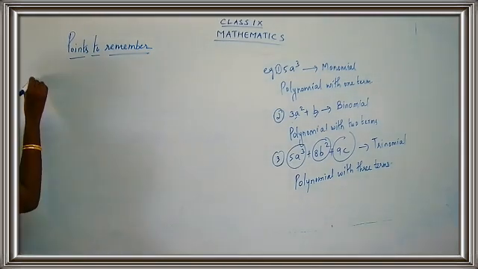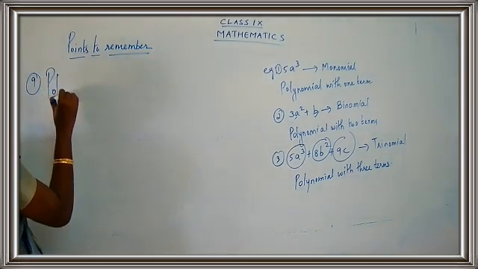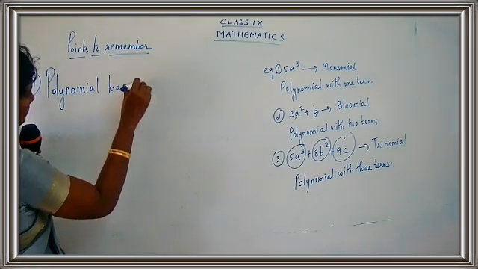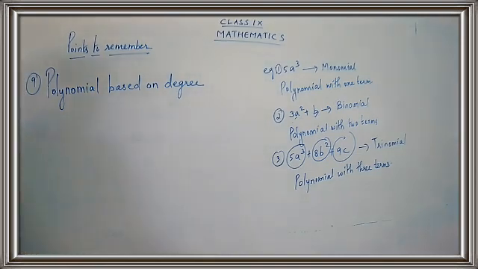This was point number 8. Now write down the ninth one: Polynomial based on degree.